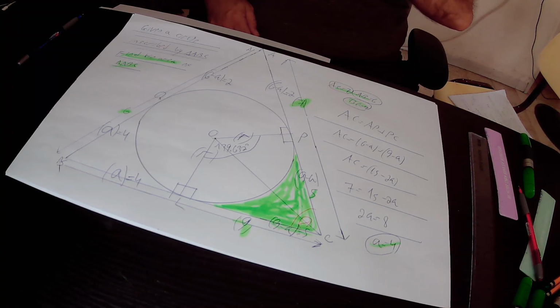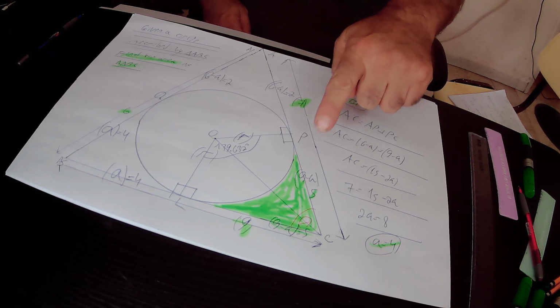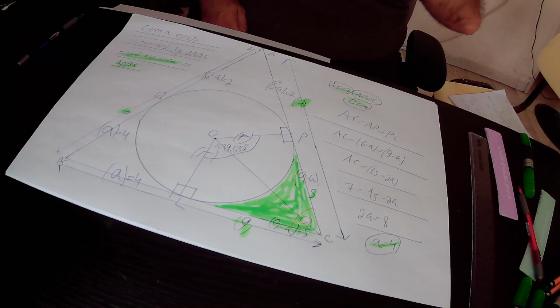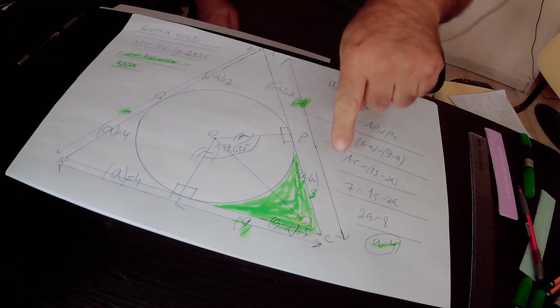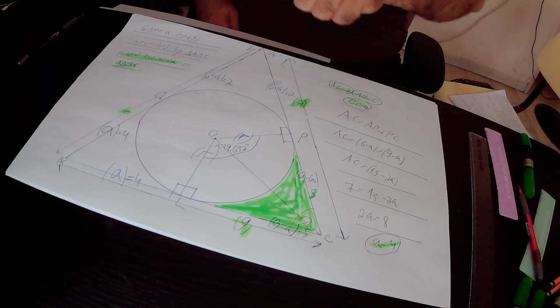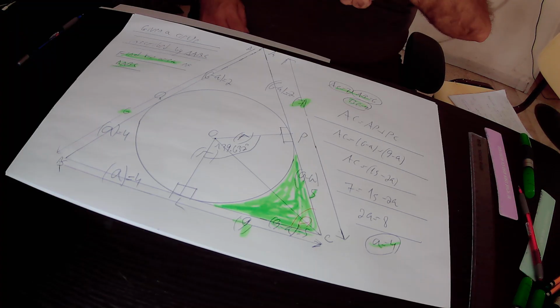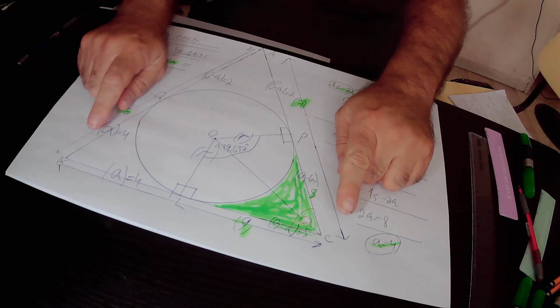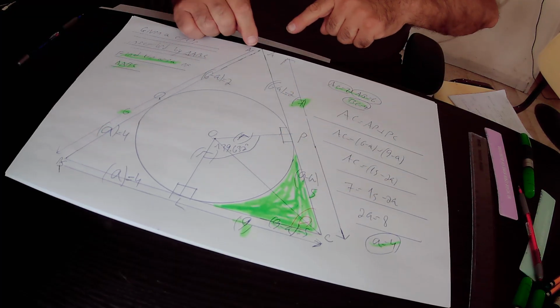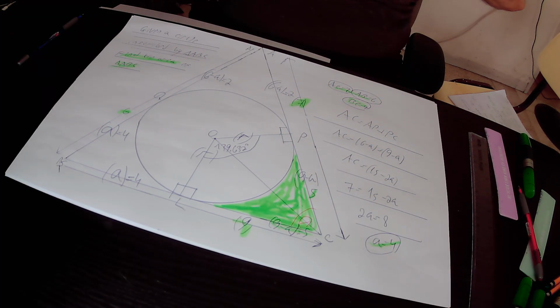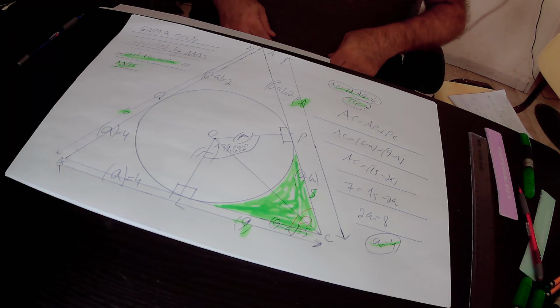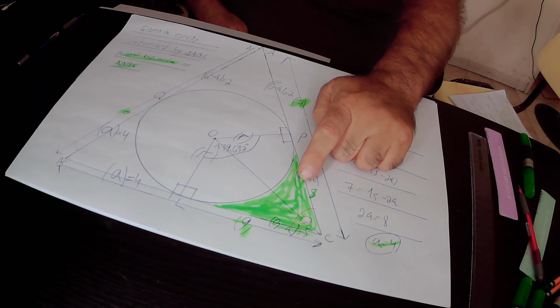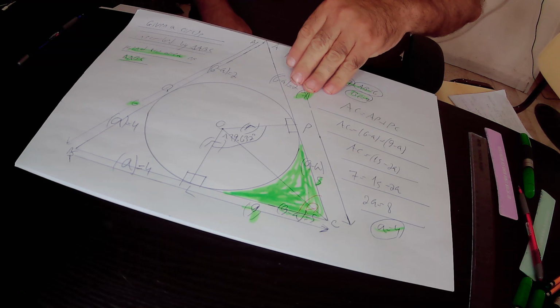Our first question is to find the area of this V shape. In the drawing we have a circle that is enclosed by triangle ABC. We know that side AB of triangle ABC equals 6 units, side BC equals 9 units, and side AC equals 7 units. Again, our task is to find the area of this V shape.